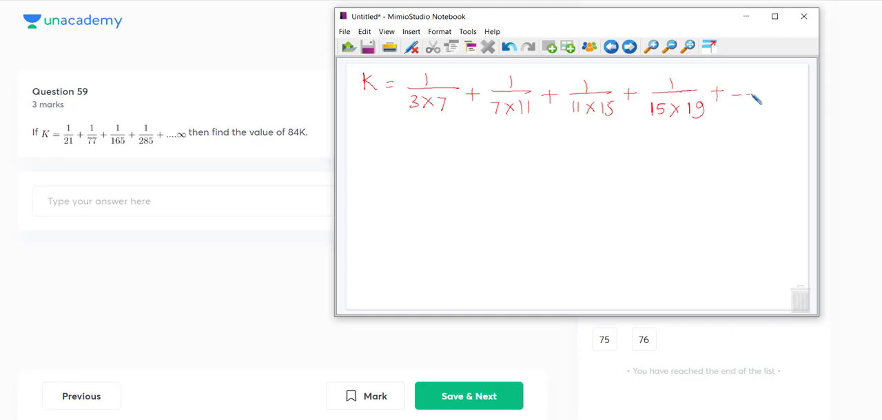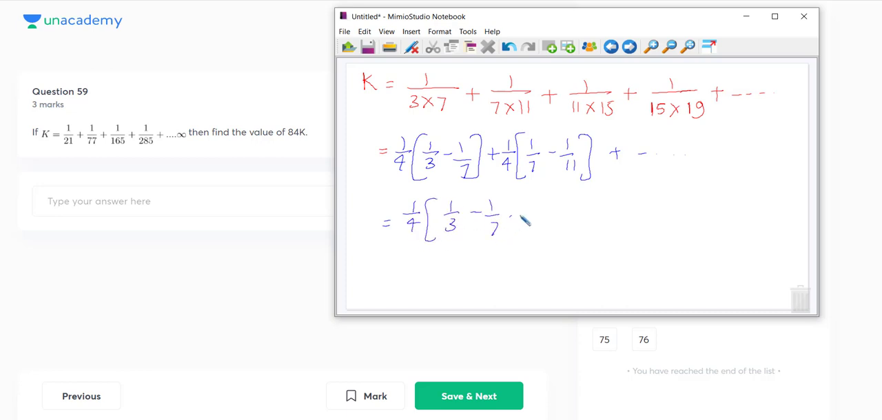Okay, and so on. Over here we can see that the difference between the denominators is 4. So for this fraction we cannot write 1 by 3 minus 1 by 7 directly; we need to multiply it by 1 by 4. The second fraction is 1 by 4 into 1 by 7 minus 1 by 11, and so on. Let's take 1 by 4 common: 1 by 3 minus 1 by 7 plus 1 by 7 minus 1 by 11 and so on.